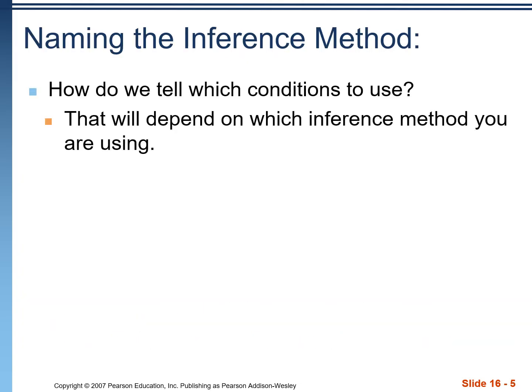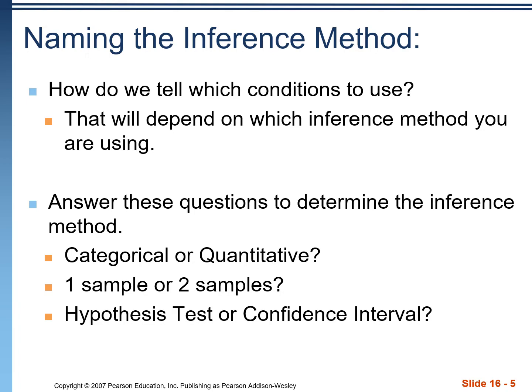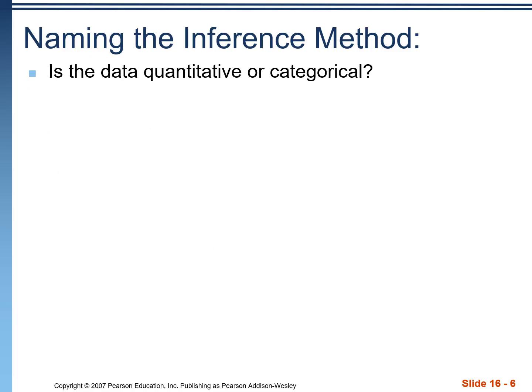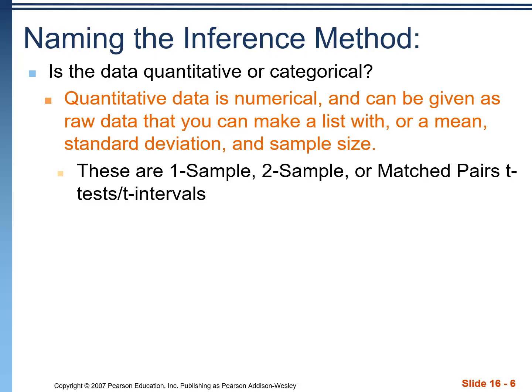Now let's go on to naming the inference method. We have to be able to choose which method we're going to use to be able to figure out which conditions we would use. So there's three questions to determine which inference method we'll use. First off, we want to see, do we have categorical or quantitative data? Do we have one or two samples? And is it asking for a hypothesis test or a confidence interval? Is the data quantitative or categorical? Quantitative data is numerical. It can be given as either raw data that we make a list with in our calculator to get the mean and standard deviation, or it just gives us the mean, standard deviation, and sample size. These are our t-tests and t-intervals, whether they're one sample, two sample, or matched pairs.